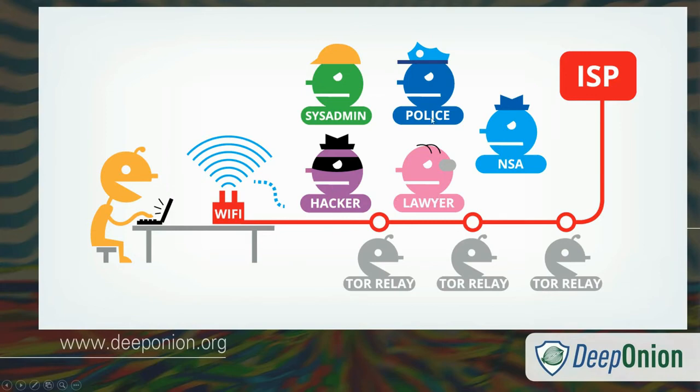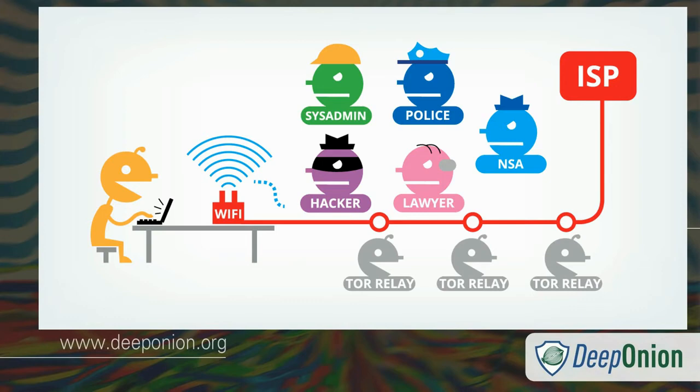So here's a really funny example, or a funny graphic, where a guy is using his Wi-Fi and there are 1, 2, 3 Tor relays, and none of the hackers, lawyers, NSA, police, or sysadmins can see what data is being transported because every step of the way the data has been encrypted. One of the key things to understand is you can have additional middle nodes in each session.